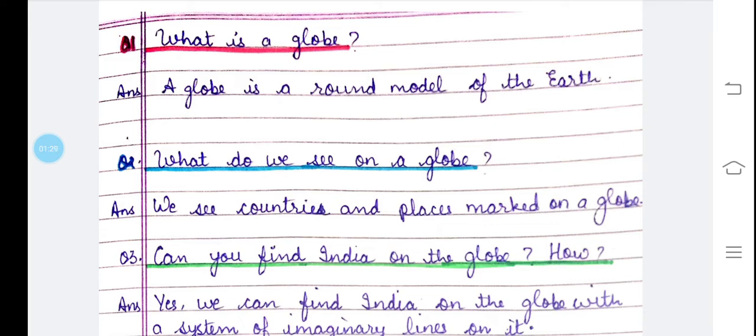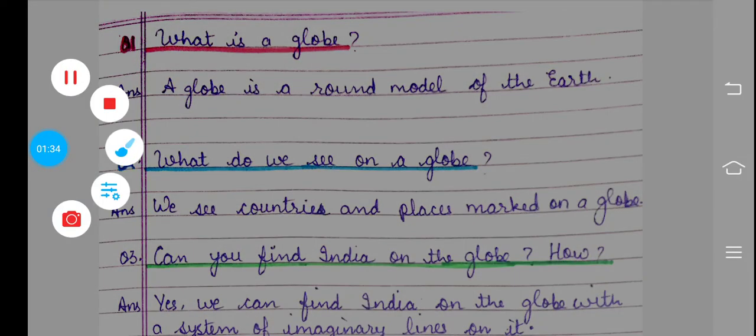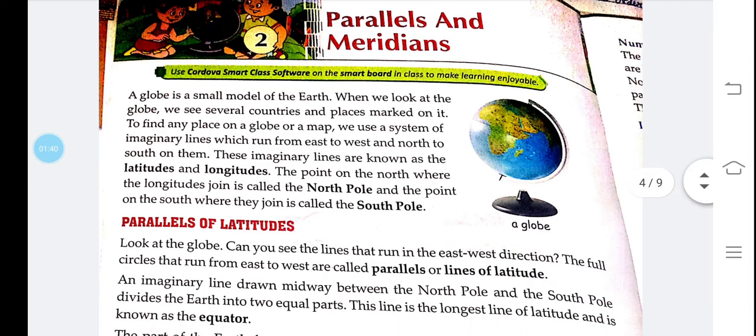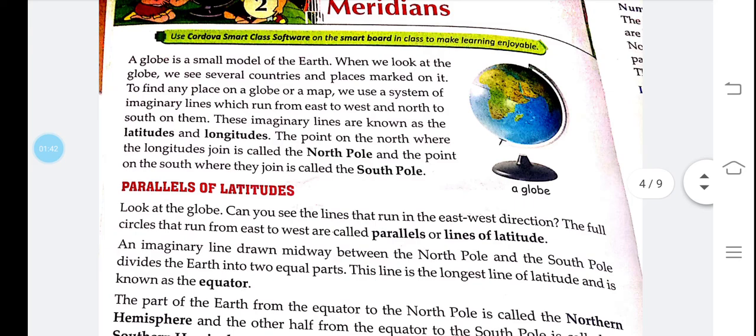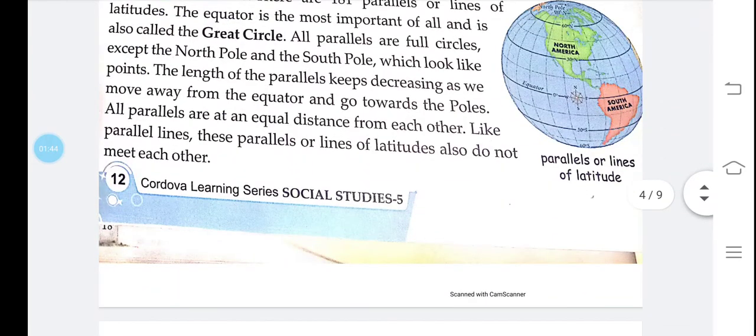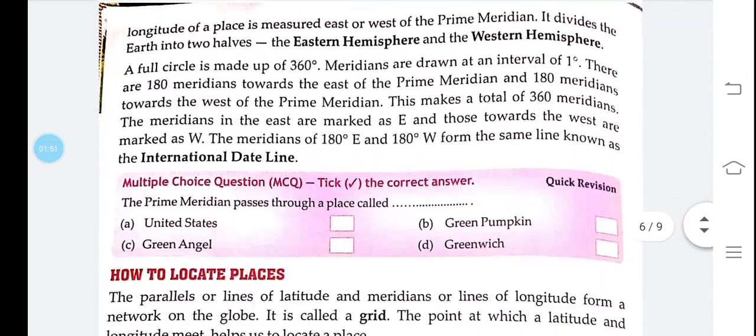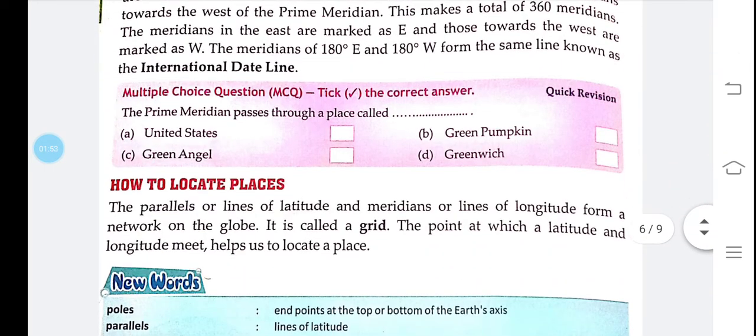Yes, children, now let us begin with our new lesson. So our new lesson is parallels and meridians. In this lesson, we are going to study about the parallels of latitudes, the meridians of longitude, and most important, how to locate the places.